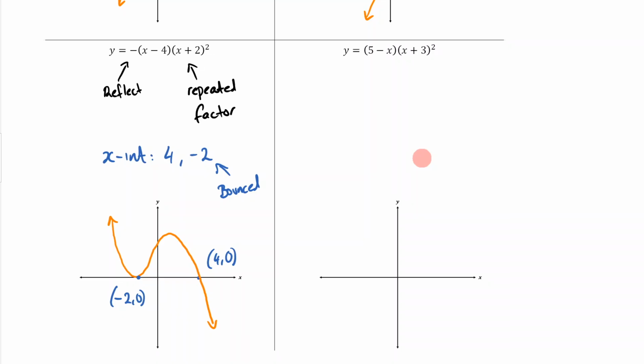See if you can pause the video and do this one for yourself. First thing you should notice is that this tells me it's going to be reflected, and the reason for that is because I've got a -x. So if I were to expand this, I would end up with -x², which tells me it's going to be reflected. Then we also have to identify our x-intercepts. This too is a repeated factor.